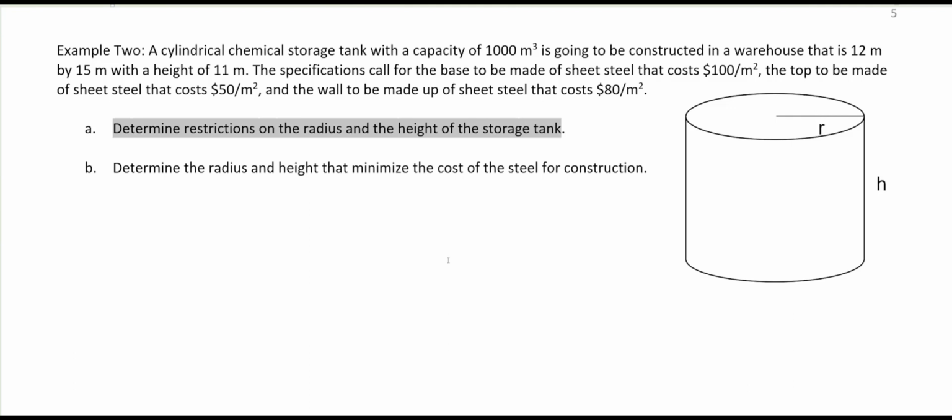Determine the restrictions on the radius and height of the storage tank. So I think probably the easiest one to see right away is the height has to be obviously greater than 0, but it has to be less than 11. Okay, so let's start with that. The height has to be greater than 0, but less than 11.